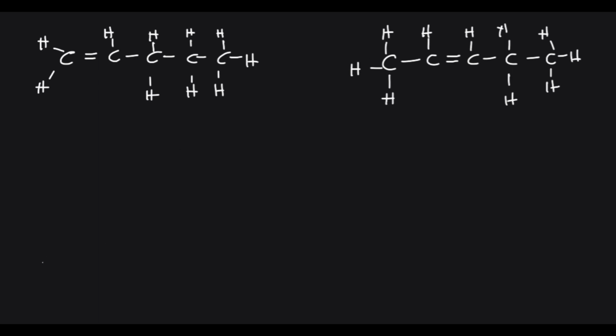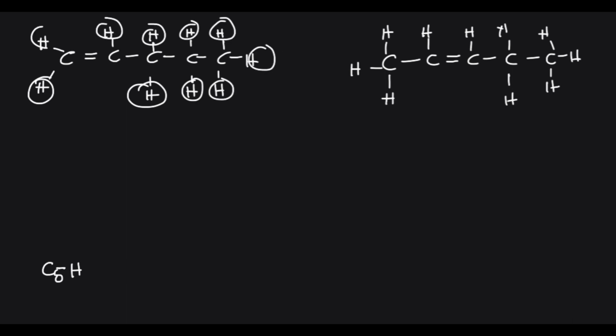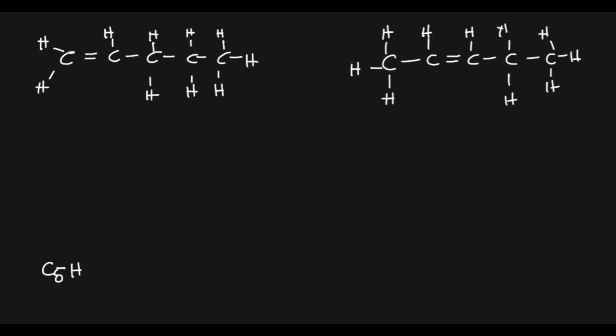So let's begin by counting the number of carbons. We have 1, 2, 3, 4, 5. So we have 5 carbons. Then we count hydrogen. We have 1, 2, 3, 4, 5, 6, 7, 8, 9, 10. So we have 10 atoms of hydrogen. Okay, so it is C5H10.